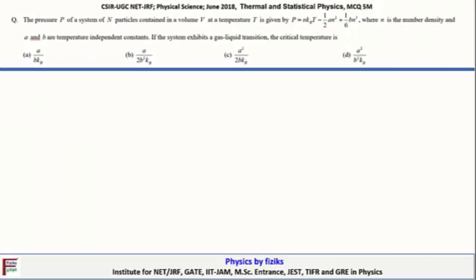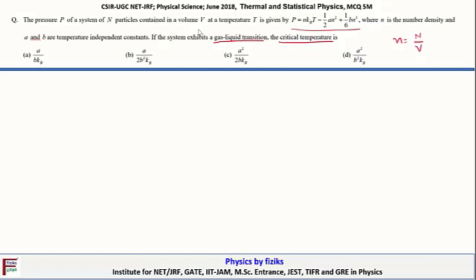So let's continue with the next question. The statement is: the pressure P of a system of N particles contained in a volume V at temperature T is given by this expression, where n is the number density, and a and b are temperature independent constants. If the system exhibits a gas liquid transition, we have to find the critical temperature.